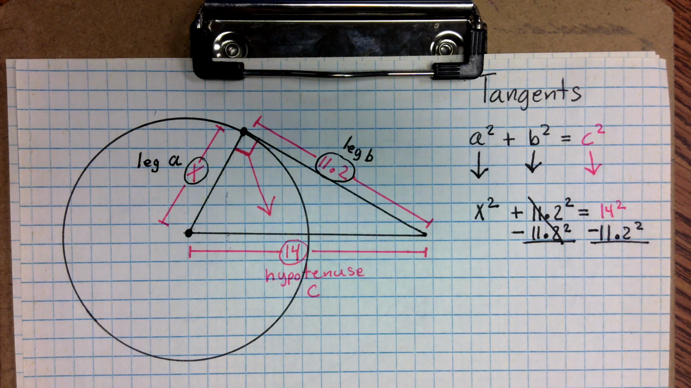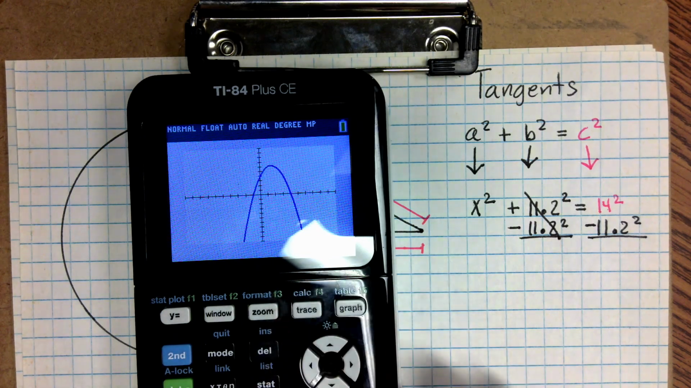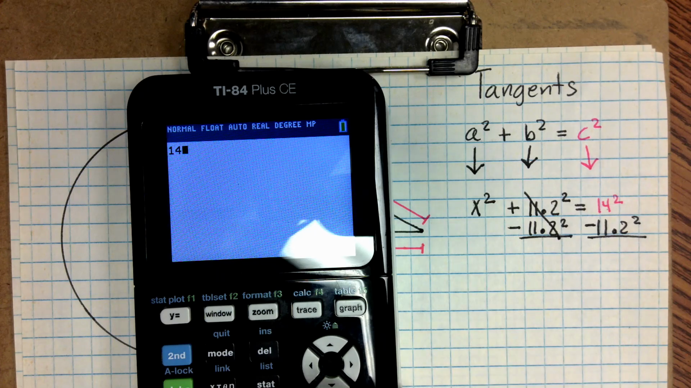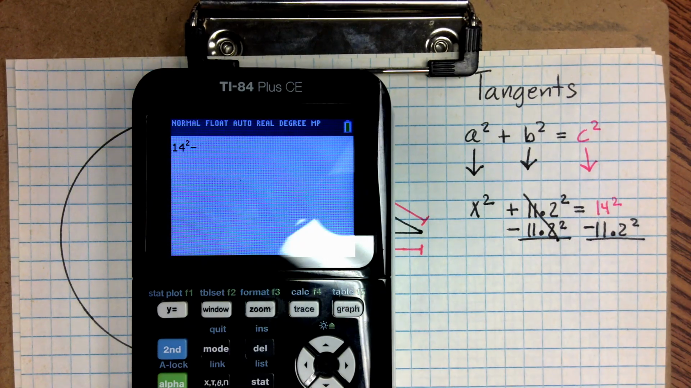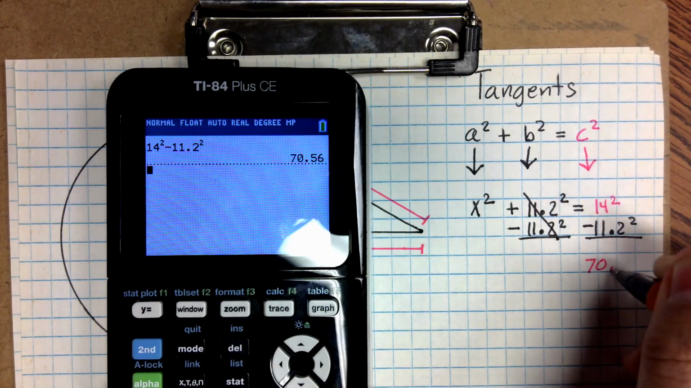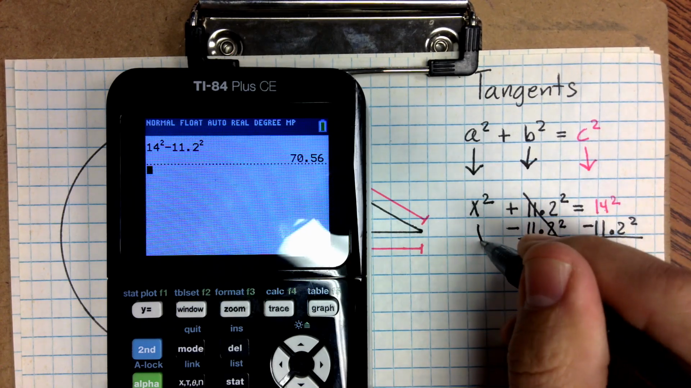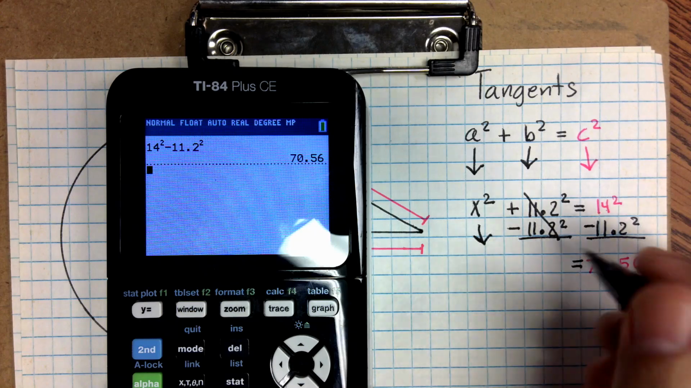And so I'm going to put that in my calculator. So I'm going to grab my calculator real quick. And from here, I'm going to go ahead and put in 14 squared, and then minus, because I'm subtracting, 11.2 squared. And I'm going to go ahead and hit enter. And notice that gives me 70.56. So I'm going to write that down real quick. So I have 70.56. I'm going to bring down my equal sign. And the only thing left on this left side of the equation now is x squared.